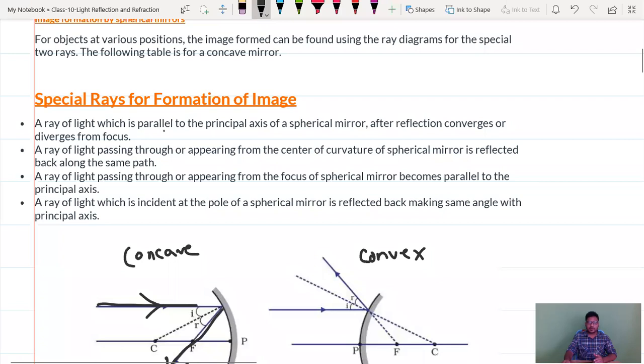A ray of light which is parallel to the principal axis of a spherical mirror, after reflection converges or diverges from focus. Converges will be for a concave mirror, diverges will be for a convex mirror.